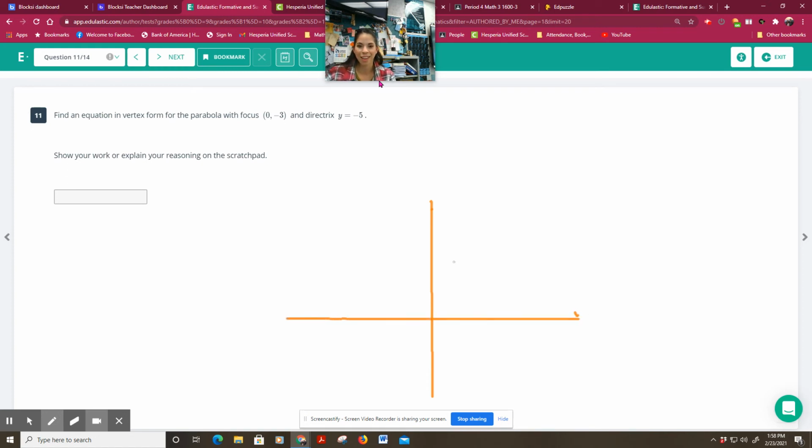It's hard to guess where I'm at. Okay, so 0, -3. 1, 2, 3. That's my focus. And y equals -5. I'm all the way down there. That's my directrix.